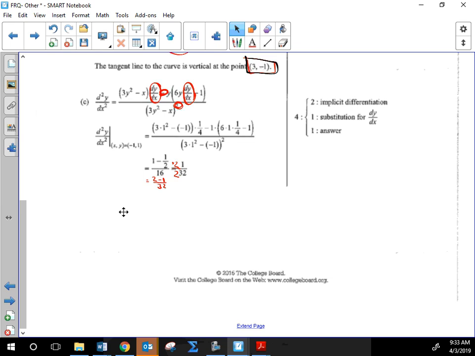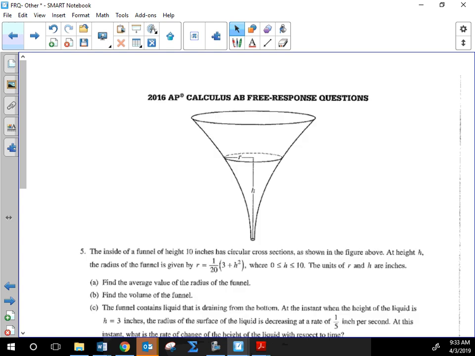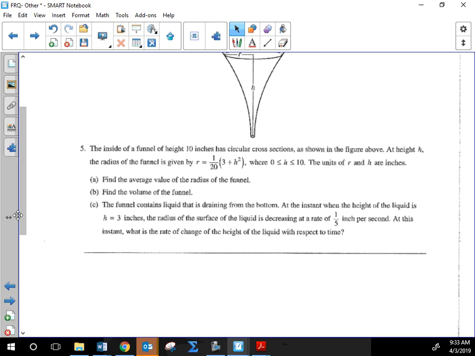Okay, and then let's just take a look at our funnel real quick. The funnel, I feel like actually ended up not being too bad. Once you understand the idea that we're just integrating our cross-section area, I feel like it's not too bad.